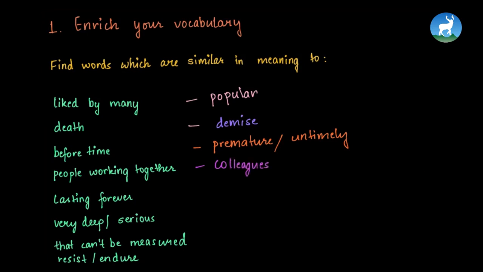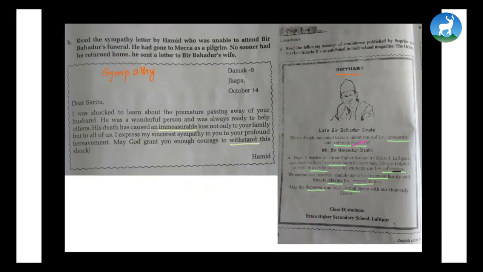Another word is lasting forever. We are done with colleagues. We further move towards another keyword. Grieving means sorrow, a very deep sorrow. Irreparable means something that cannot be repaired. These two words certainly do not mean lasting forever.